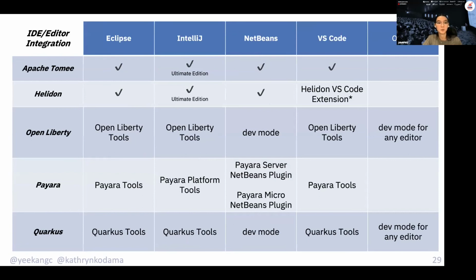In terms of the different runtimes and their IDE and editor integration, there's quite a lot available. So we can see there's pretty much support across the board for the usual Eclipse, IntelliJ, NetBeans, VS Code, with some runtime specific extensions. So we saw Open Liberty Tools. There'll be a Helidon VS Code extension coming. There's Quarkus tools, Payara tools. And then of course, there was Open Liberty dev mode that works in any editor or command line that helps you as well.